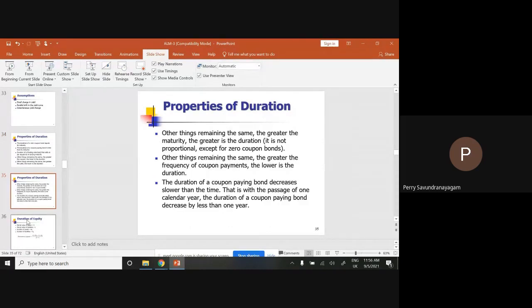Other things remaining the same, the greater the maturity, the greater the duration. The greater the frequency of bond coupon payments, the lower the duration. The duration of a coupon paying bond decreases slower than time. That is, with the passage of 1 calendar year, the duration of a coupon paying bond decreases by less than 1 year. So we've done all that. Just go through that.